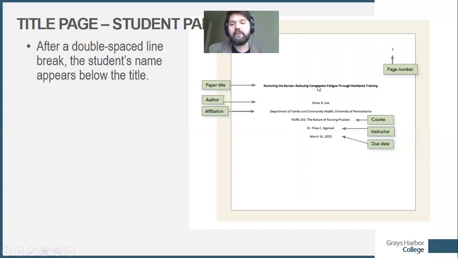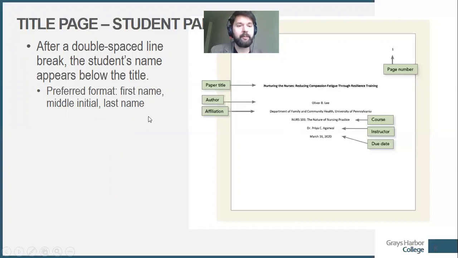So, okay, we've got the title here. Then notice there's a line break in between that title and then the author. And by line break, I mean there's just an extra blank line. So then the student's name is going to appear next, the author of the paper. So the preferred format is first name, middle initial, and then last name. Oh, sorry, no comma. Forget I said that. So you just provide the first name, middle initial, and last name. So like Oliver B. Lee.